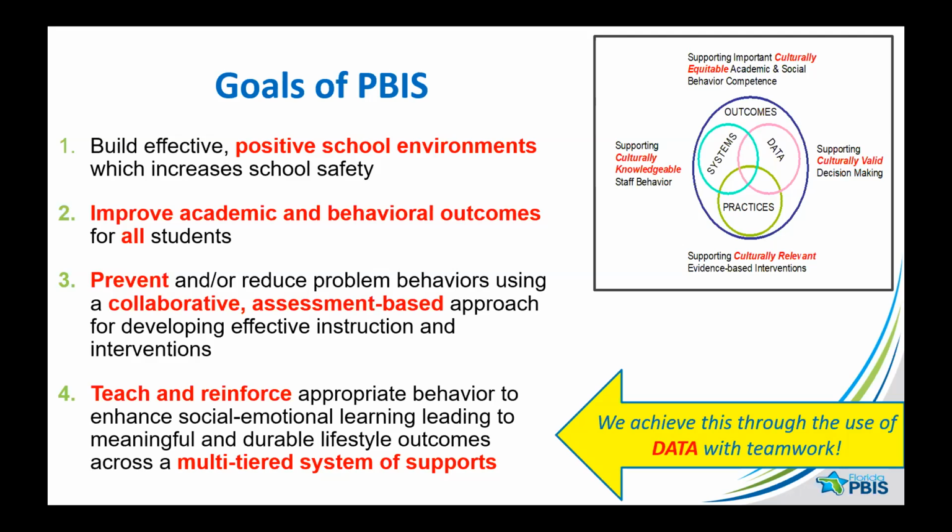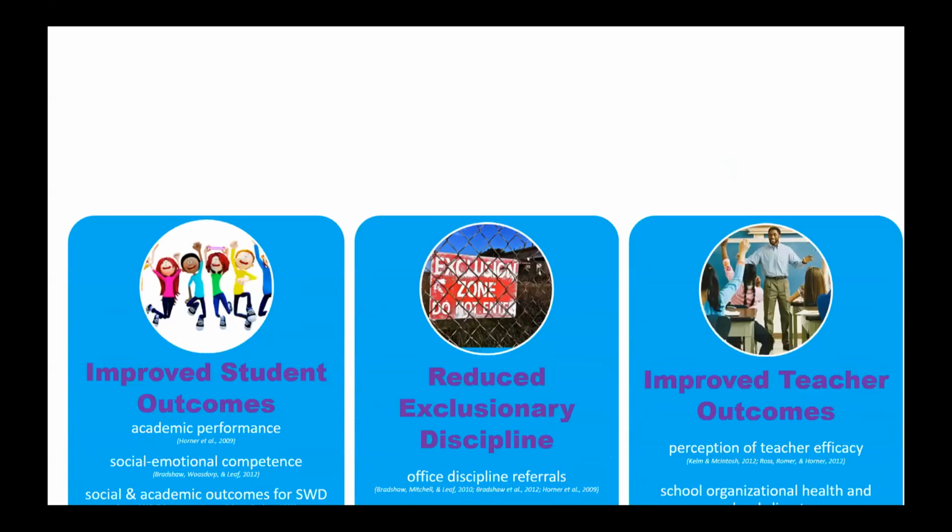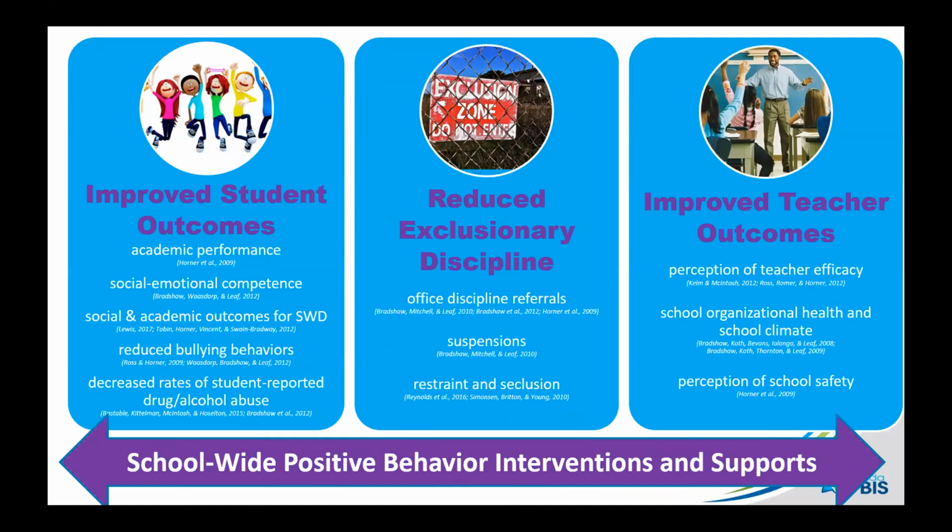But we've got to do this not only through using data, but we've got to have a team to be able to do that. We know in the research on school-wide positive behavior support that it works. We also know if you implement with fidelity, you can realize, through all of this research across the last 20 plus years, improved student outcomes ranging from academic performance to reducing bullying behaviors. They're increasing their social emotional competence. There's decreased rates of student-reported drug and alcohol abuse. They're also reducing their exclusionary discipline, including office discipline referrals, suspensions, as well as restraints and seclusion.